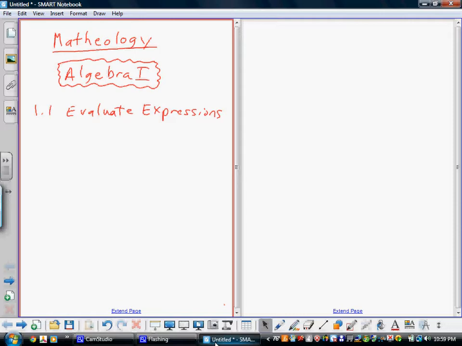1.1, our first section, is on evaluating expressions. Please note that definitions are key. You need to know your definitions. You must know your definitions. If we don't have definitions, we can't prove anything.